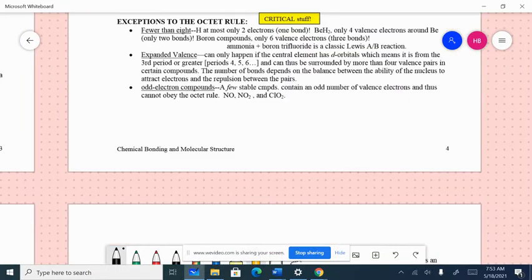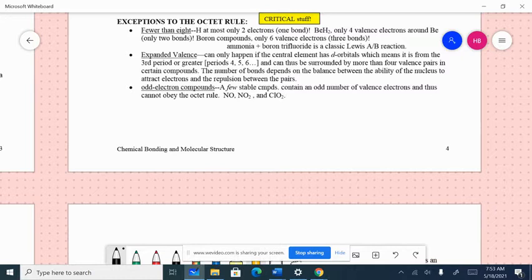Our next concept is expanded valence. This is when the central atom has more than 8. And this can happen if an element has access to a D sublevel. So anybody in the first and second principal energy level, you cannot overload. So never give carbon more than 8, never give nitrogen more than 8, never give oxygen more than 8, and never give fluorine more than 8. So this is only applicable to elements that have a D sublevel, therefore third principal energy level or greater.